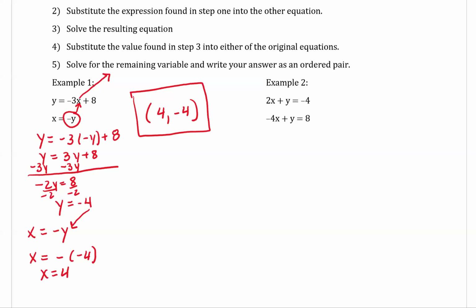Again, substitution means you solve for a variable and you take it out and you substitute in what it equals in that equation. All right, let's look at example number 2. I would recommend either solving the first equation or the second equation for y because both of them have a coefficient of 1. I wouldn't solve for x because it's probably going to lead us to some fractions in one of the equations.